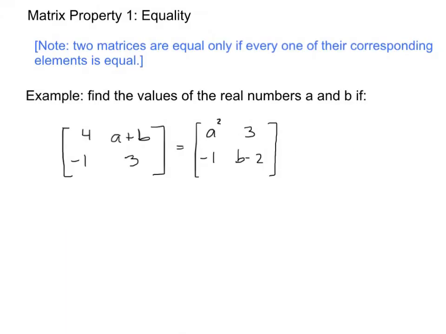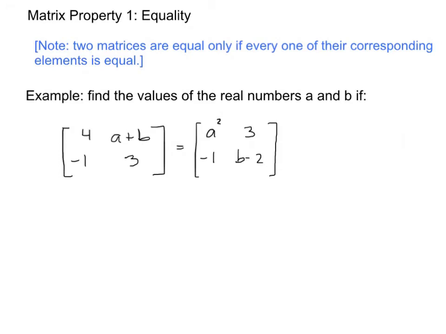My next property is equality, and this is a really basic property. The way the problems get a little bit more complicated is when you try to put it all together. The concept of equality is simply that two matrices are equal only if every single one of their corresponding elements is equal. And that makes sense.